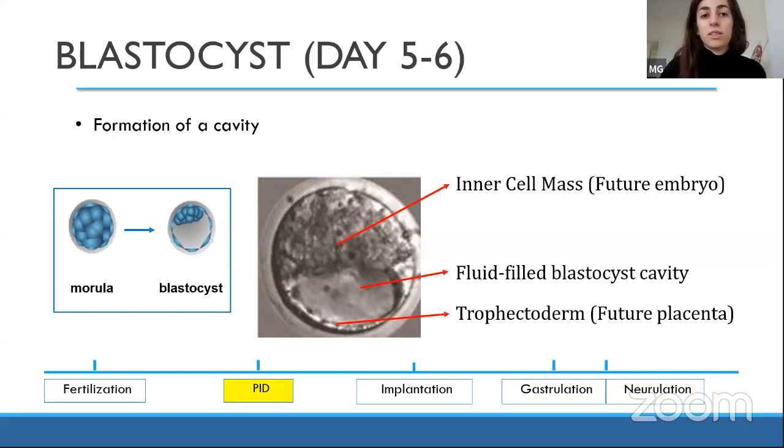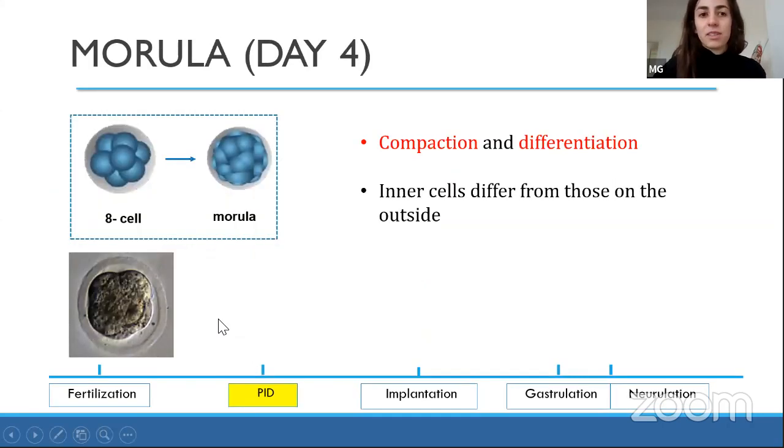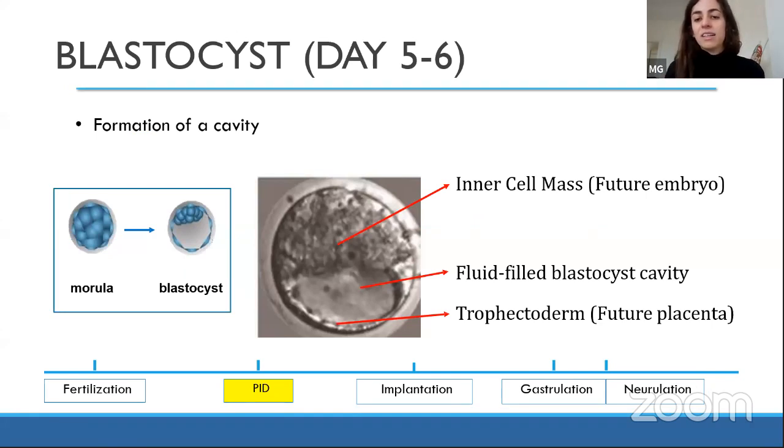Yes, I can see a question. PID, I just said it is pre-implantation development. Sorry, it was just to make things a bit shorter, otherwise the slide would be crowded. So on this slide, pre-implantation development, PID. Okay.